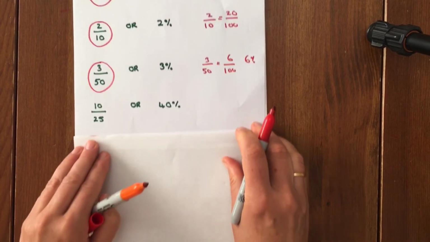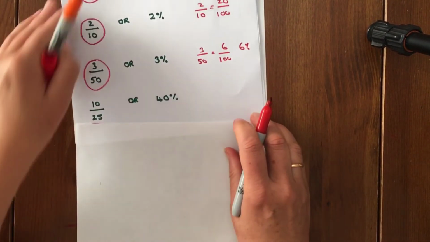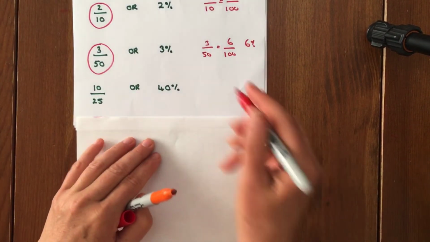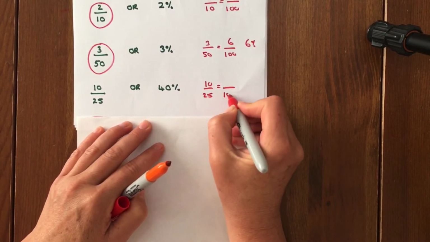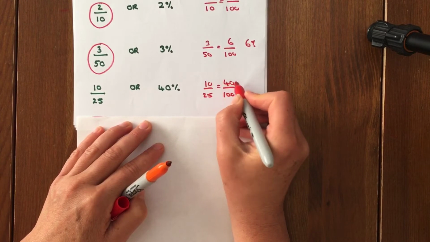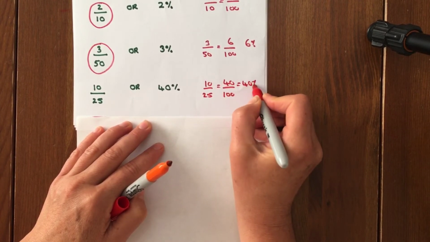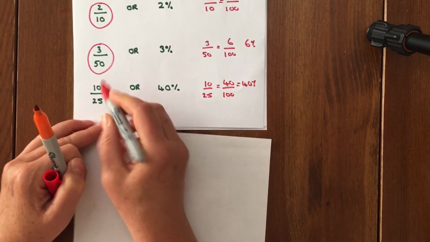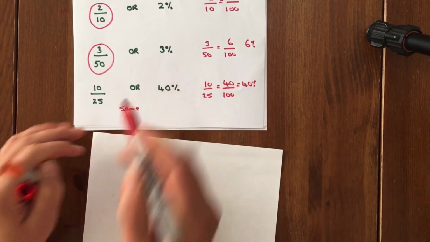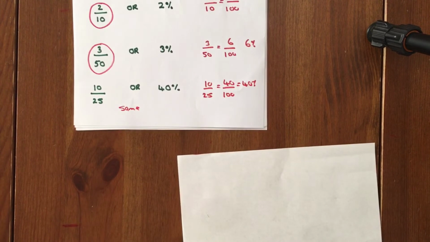The last one, 10 out of 25 or 45%. So change the fraction to a percentage, times top and bottom by 4. So I get 40%. So they are the same. So both of those, this is 40% and this is 40%. So they are the same.